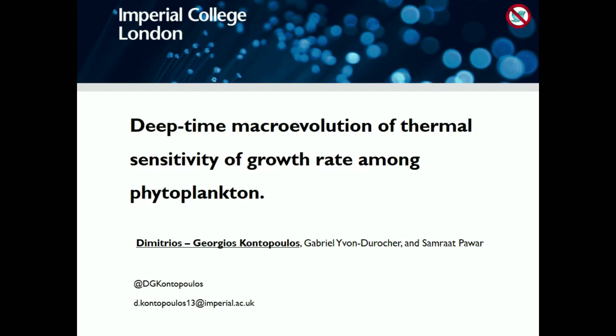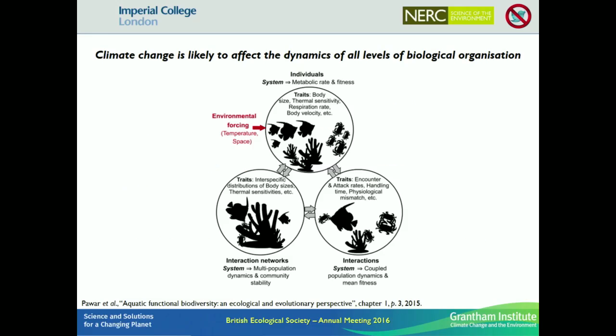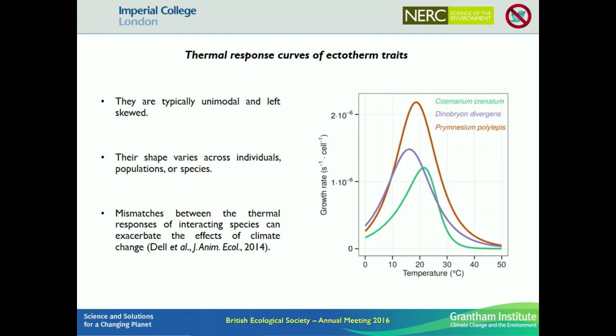Thank you all for coming, and thank you for giving me the opportunity to talk a bit about my PhD research. To start from the beginning, there is a lot of literature showing that climate change will affect the dynamics of whole levels of biological organization by directly affecting the metabolism of individuals. Therefore, to better understand how biological systems will be affected by climate change, it is best to investigate how key metabolic traits will evolutionarily respond. And this can be done within a framework of thermal response curves.